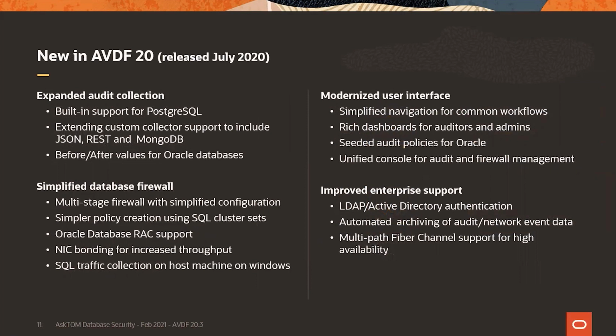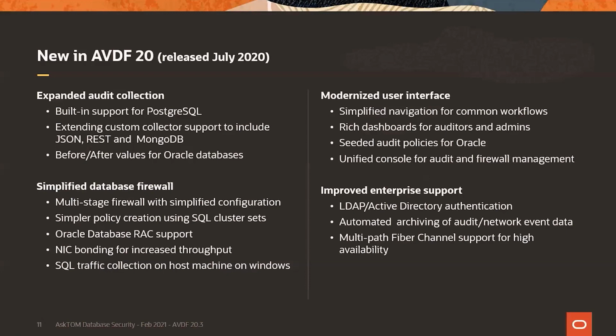Audit Vault 20 was a very significant rewrite from the previous release, which was Audit Vault 12.2. And there was so much in there. The user interface was completely rewritten, much more intuitive, easier to work with. For Audit Vault users, we added support for Active Directory integration, which a lot of our customers have been looking for. We added in support for Postgres. We added in new connector support for things like MongoDB and JSON. We improved how we work with RAC, just a ton of new things in this release.